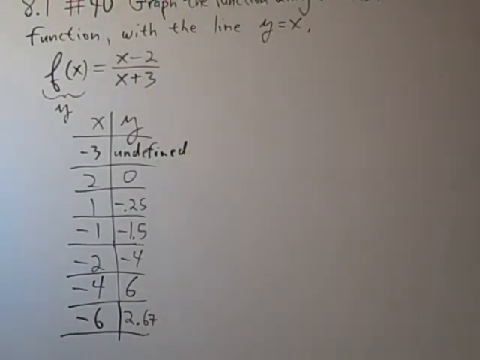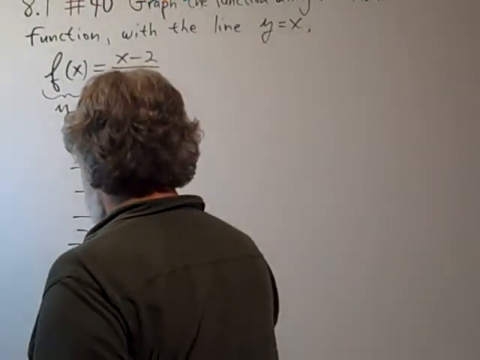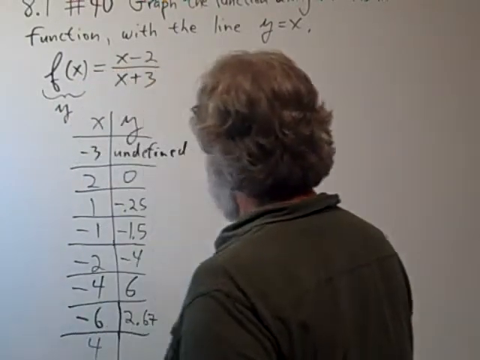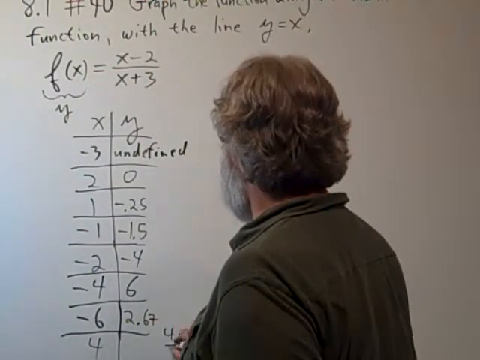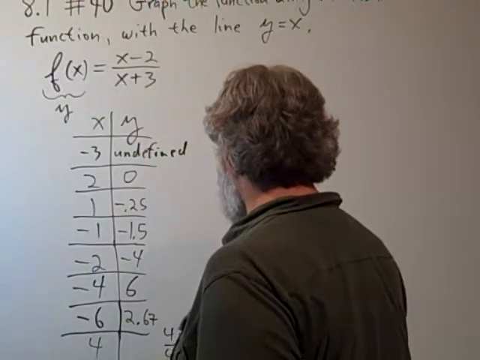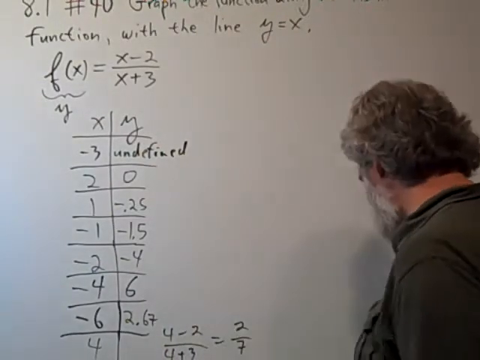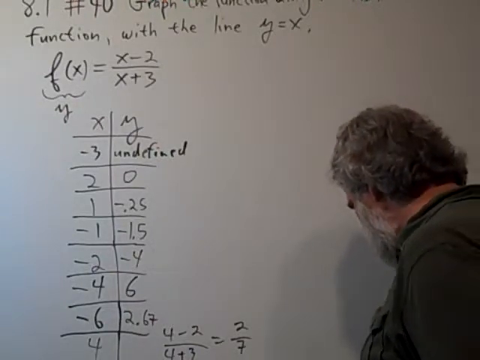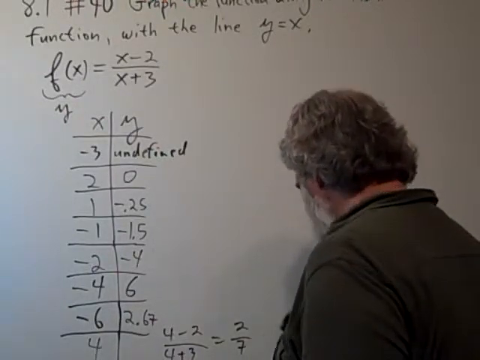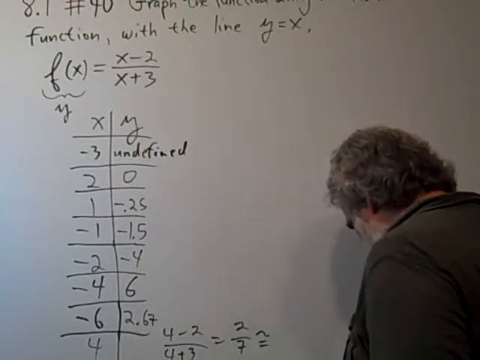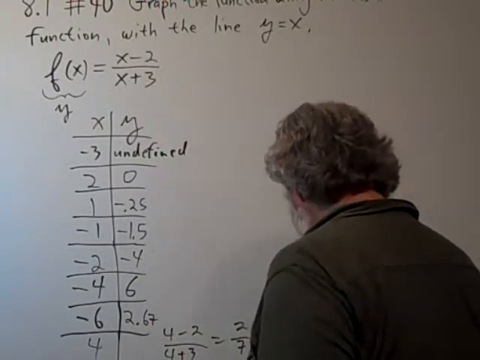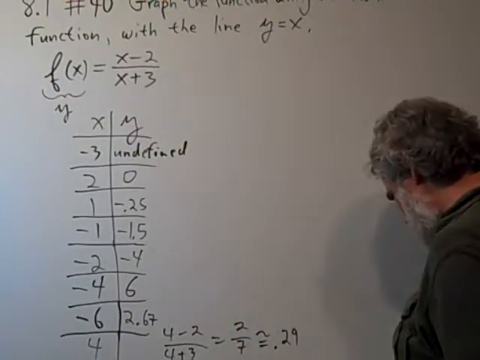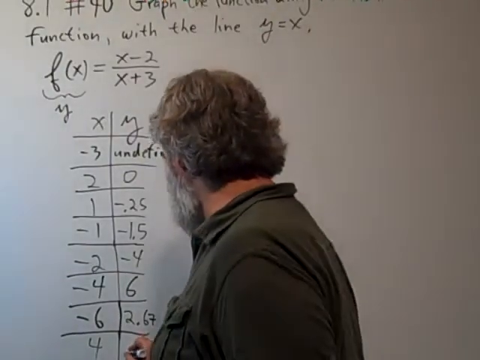Let's see what other values. Let's find maybe one more. What about at positive 4? Then the function equals 4 minus 2 over 4 plus 3, which is 2/7. And 2/7 is approximately equal to 0.29.